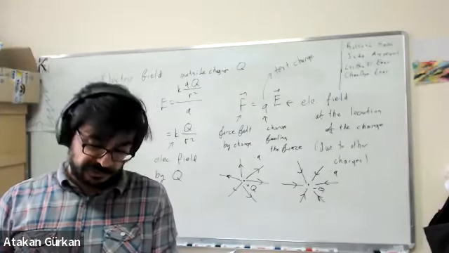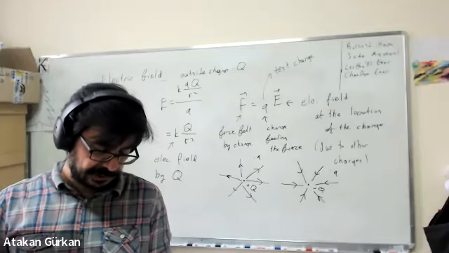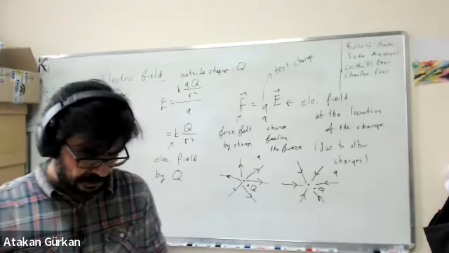A, all 4 positive charges. B, all 4 negative charges. C, 3 positive, 1 negative. D, 2 positive and 2 negative. E, 3 negative and 1 positive.